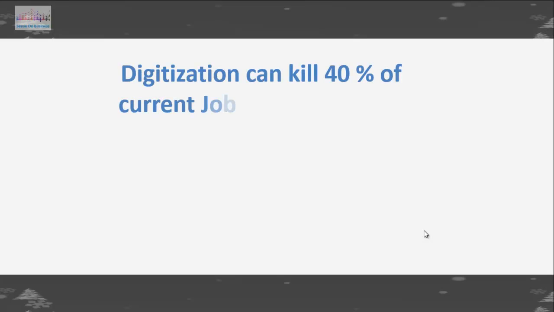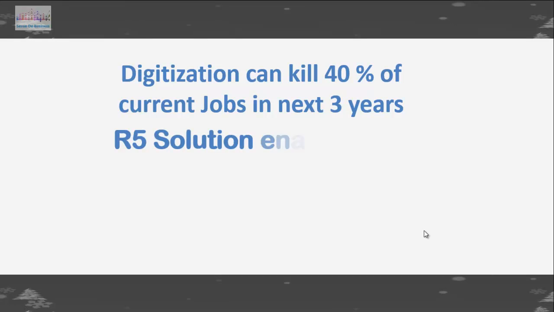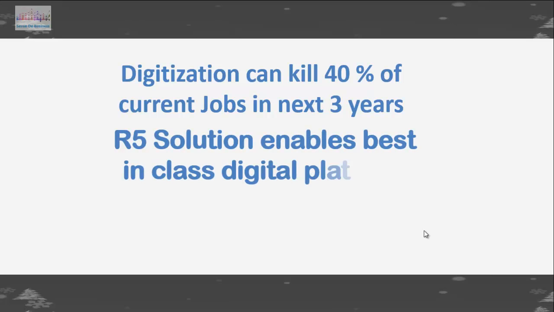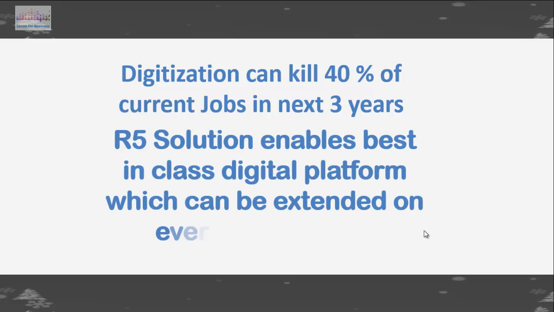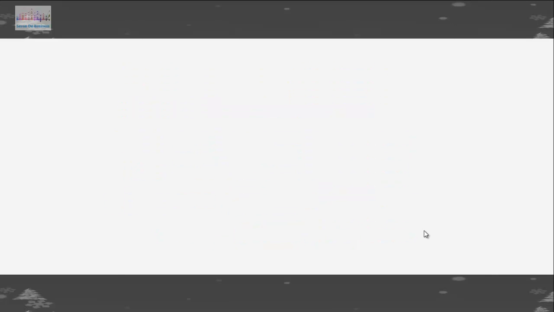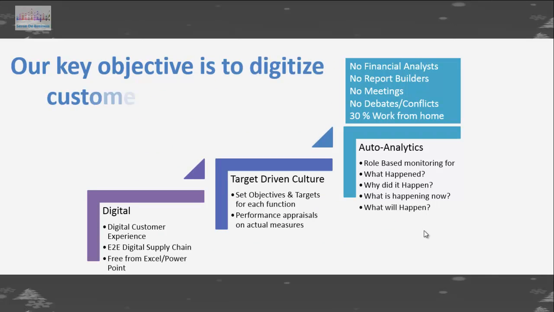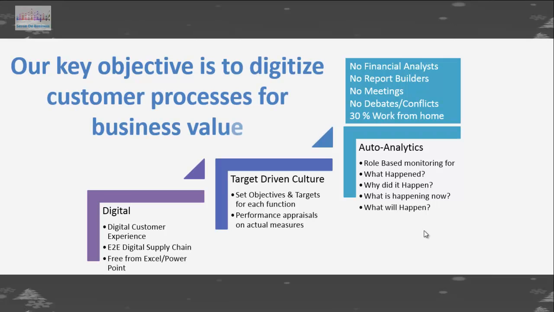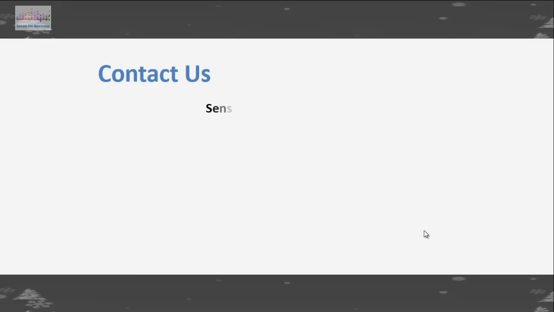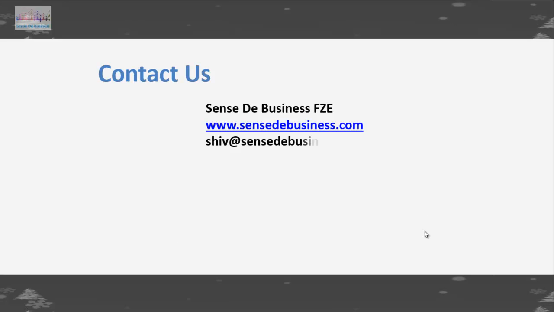Digitization can kill 40% of current jobs in the next 3 years. R5 solution enables a best-in-class digital platform which can be extended on everyday learning. Our key objective is to digitize customer processes for business value. We should be digital, we should be target driven, we should be auto analytic. Still there are so many things to cover. There are many dashboards which are missing in this demo. It cannot all be covered.